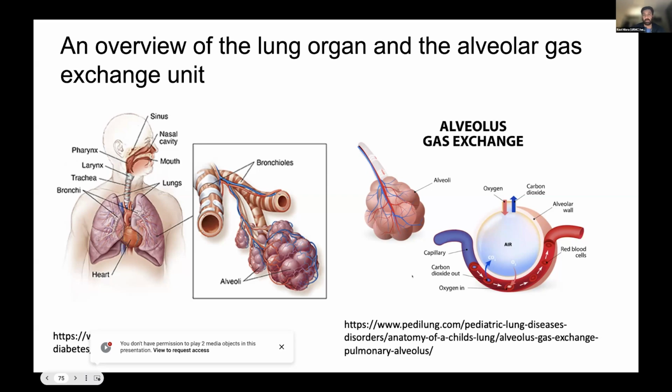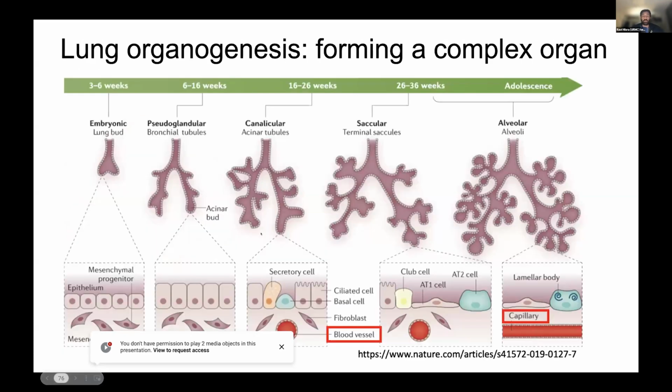So if you don't have a functional unit there, then that becomes problematic because you're not getting the oxygen you need to basically live. Within the lung, organogenesis is very important, especially as I mentioned, in the beginning we were focused on pediatric lung development and most specifically postnatal.